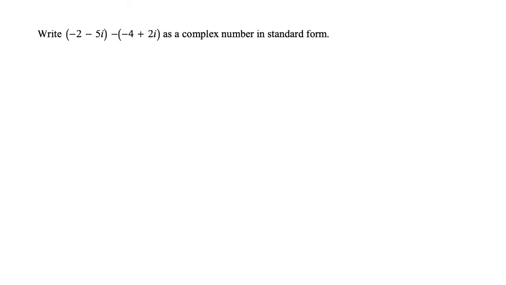Question number 9. Oh, right. This is a subtraction problem, and these are two complex numbers. They got a real part and an imaginary part. The first thing I would do is notice because of this minus sign here, you're going to have to distribute that. So it's negative 2 minus 5i. When you distribute that negative 1, it becomes plus 4 and minus 2i.